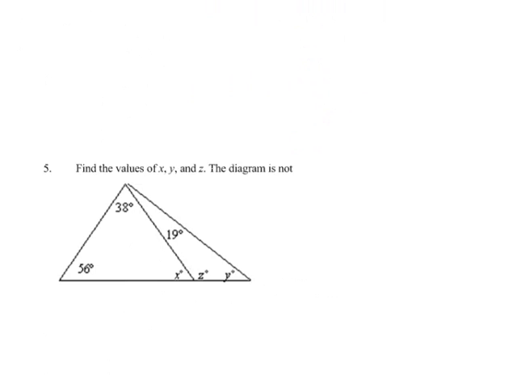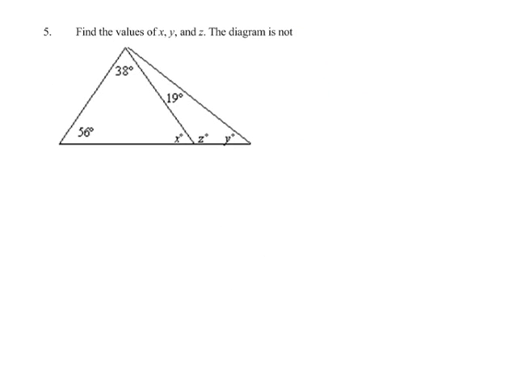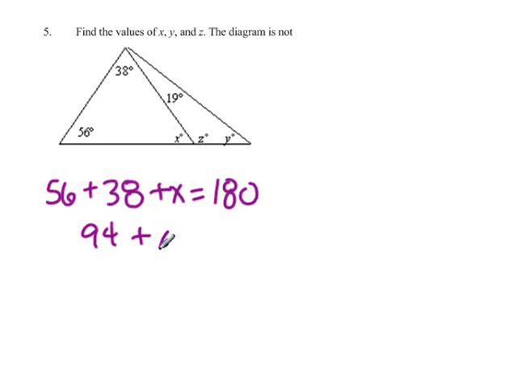Problem number 5. Find the values of x, y, and z. The diagram is not to scale. First of all, x. I have 3 angles of a triangle equal to 180. So I can say 56 plus 38 plus x would equal 180. If I combine like terms, I have 94 plus x equals 180. So x is equal to 86.